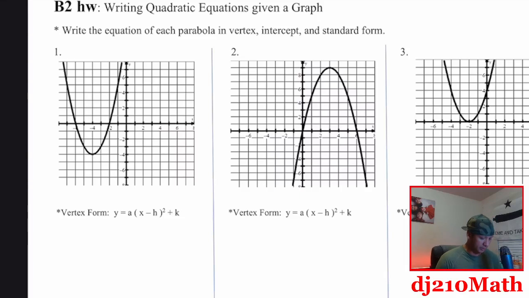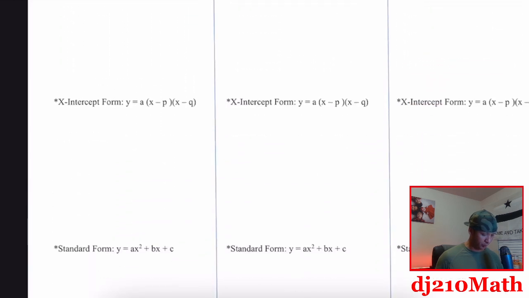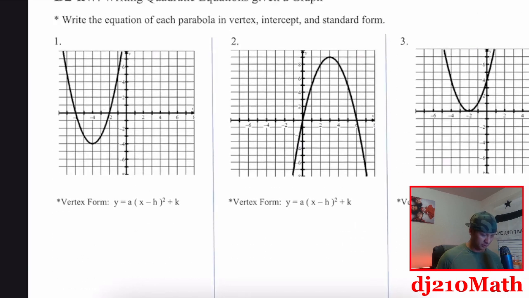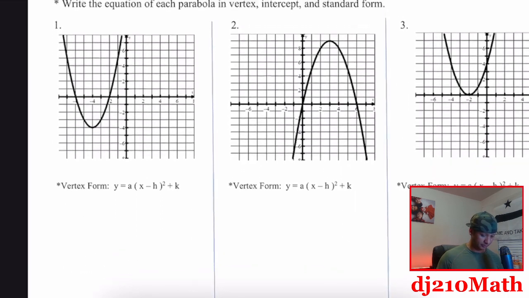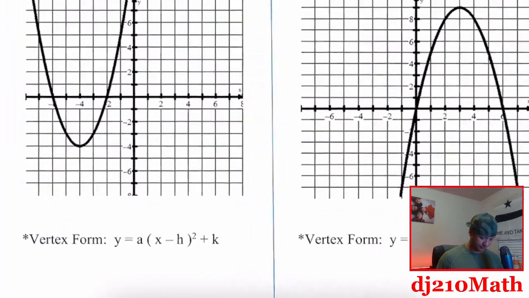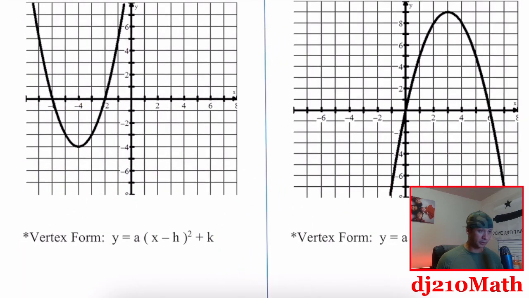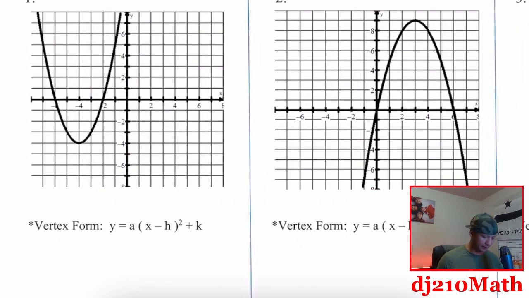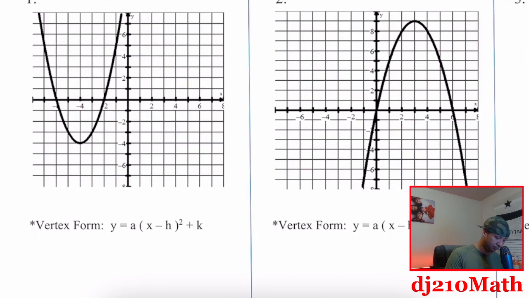All right, let's get to the B2 homework. So we're writing the equation given a graph, and we need to write the three forms: vertex, intercept, and standard. So let's just look at number one. The first thing you want to do is identify the vertex for the vertex form.